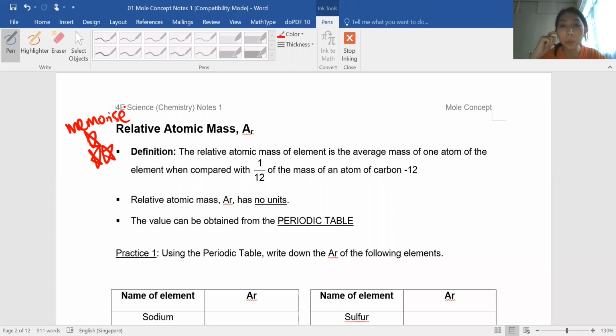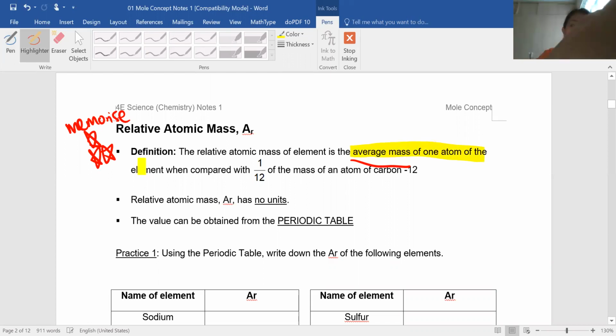So what is it about? It's basically the mass of an atom of an element. It's the average mass of an atom of an element when compared to 1/12 the mass of an atom of carbon-12.